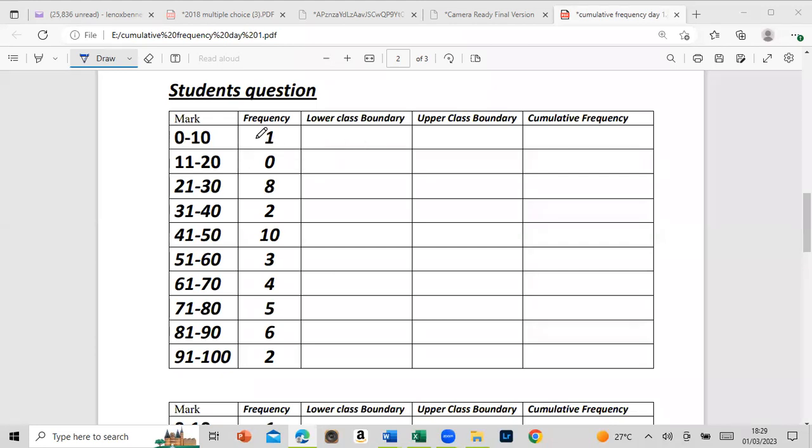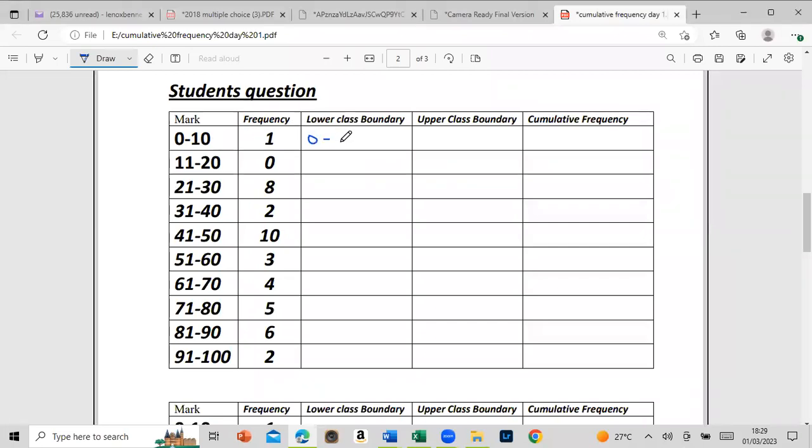So we find the lower class boundary to be 0 minus... So I'm not finished. You get what I mean? But if you follow that, you're not going to accomplish the goal. So just complete it.